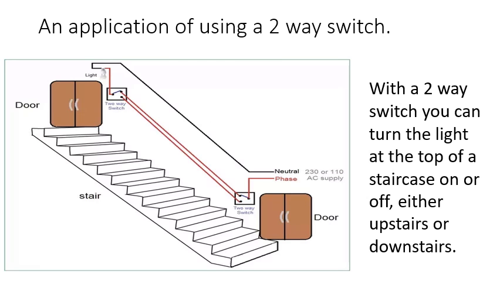An application of using a two-way switch has been shown. With a two-way switch, you can turn the light at the top of a staircase on or off, either upstairs or downstairs. The benefit of this for you is that if you turn the light on when you are upstairs and you go downstairs, you don't need to run back upstairs to turn that light off again. You would have had to have done that with a one-way switch, and that wouldn't have been very good, would it?